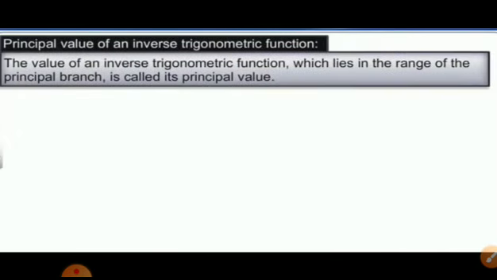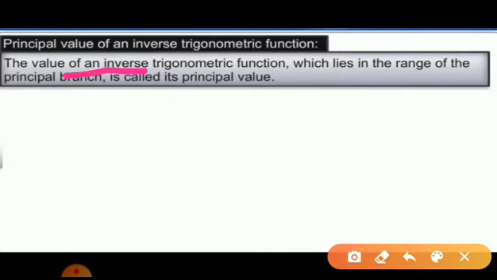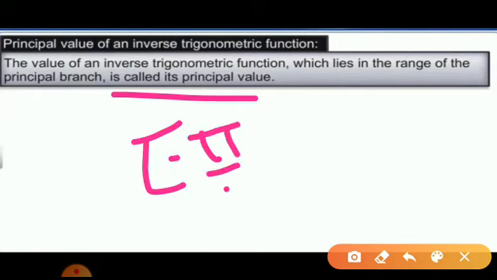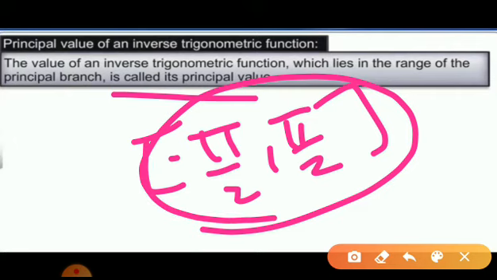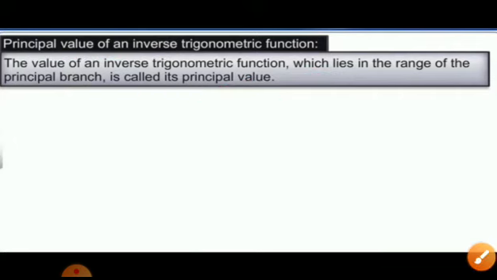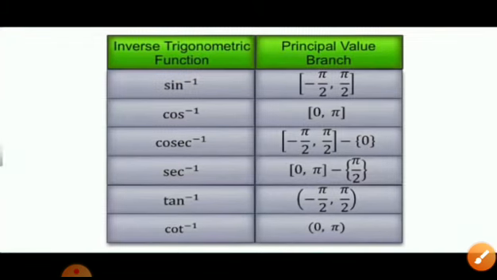So what is the principal value of an inverse trigonometric function? The value of the inverse trigonometric function which lies in the range of the principal branch is called its principal value. The value which lies in the range. Okay, so what was the range of sine inverse? Minus pi by 2 to pi by 2. So the values which lie in this range are called principal values of the inverse trigonometric function.